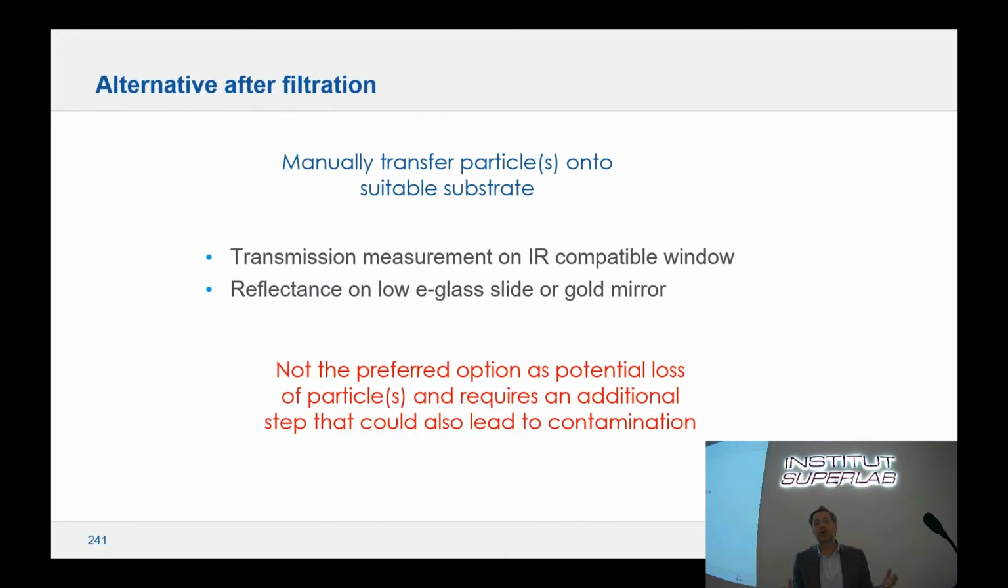As I said, you can also take the particles off the filter and put them onto an IR-compatible window, or a low-E glass slide, or gold mirror. There are these microscope slides that you can get called Kevley slides that have a reflective backing, so you can do reflection on them. It's not something we recommend, because obviously there is an extreme danger that you can lose some of your particles as you're trying to transfer them. So generally, we advise to do the analysis on the substrate or on the filters themselves.